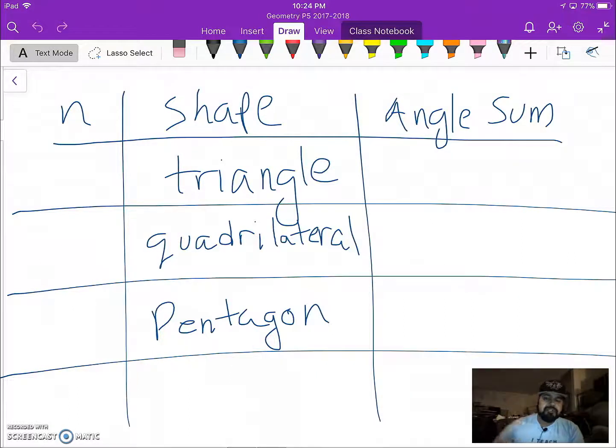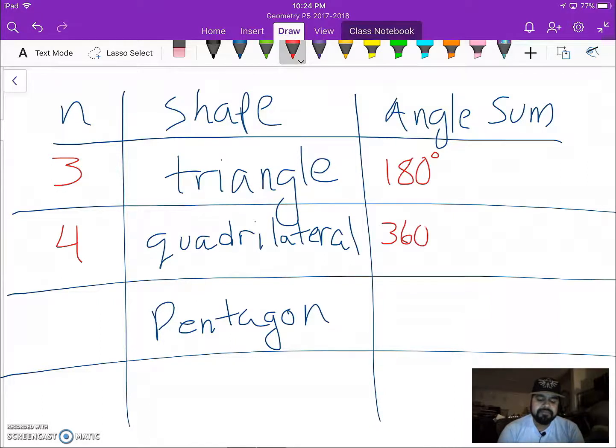Alright, so this is part 2 of our 8.3 and 8.4 video lesson. So I wanted to start off this video by showing you the derivation of a certain formula you're going to need for this section. So first off, we know that in a triangle, there are 3 sides to our shape, and the sum of all the angles in a triangle are 180 degrees. In a quadrilateral, you know that there are 4 sides, and the sum of those angles adds up to 360.